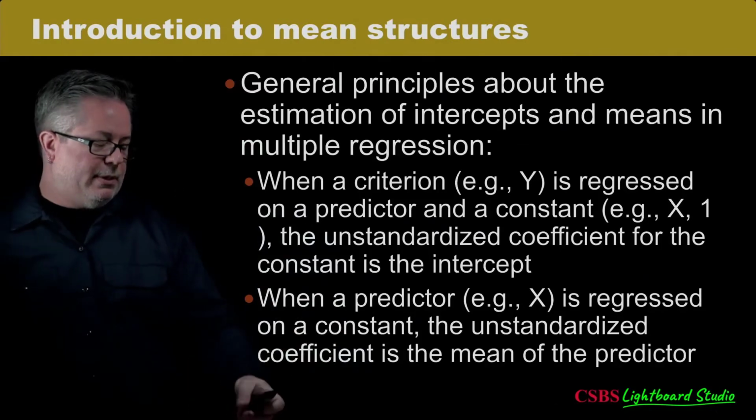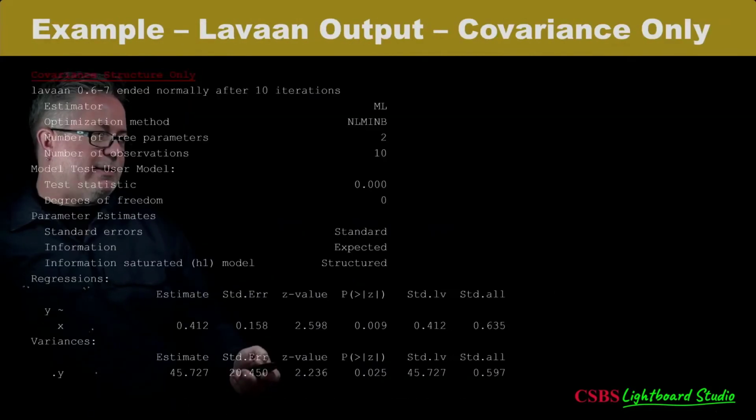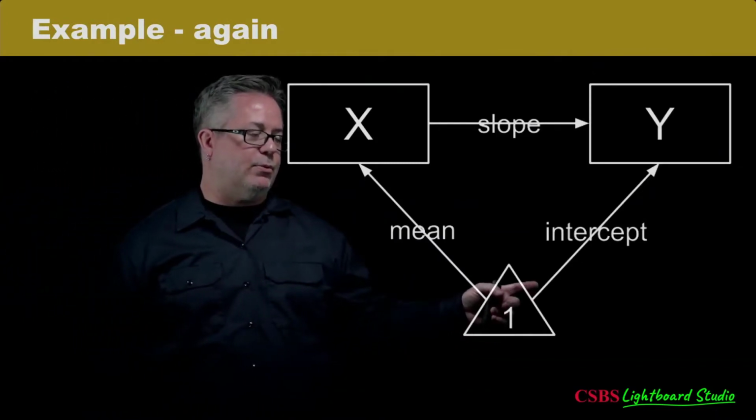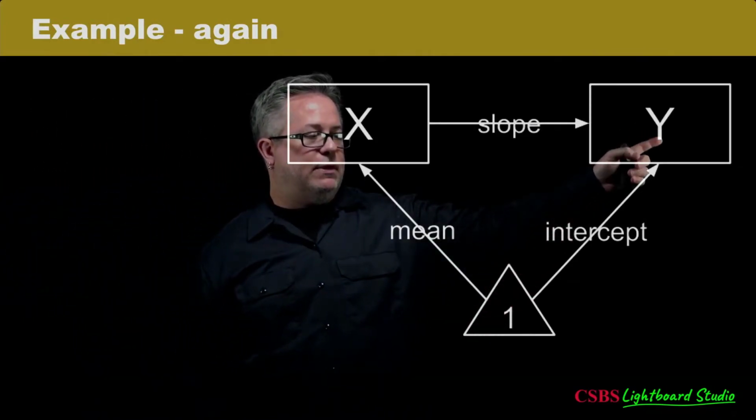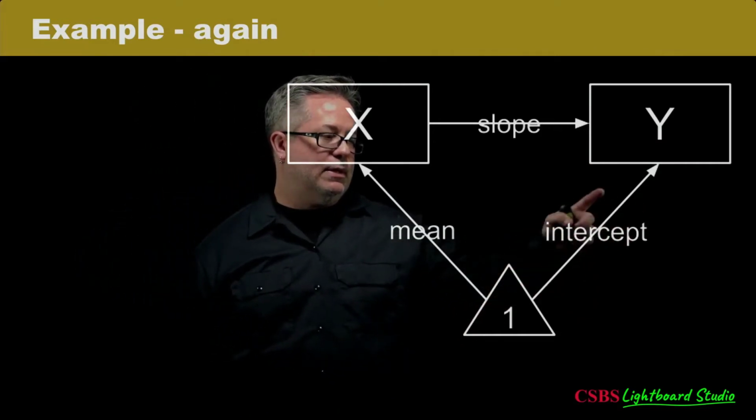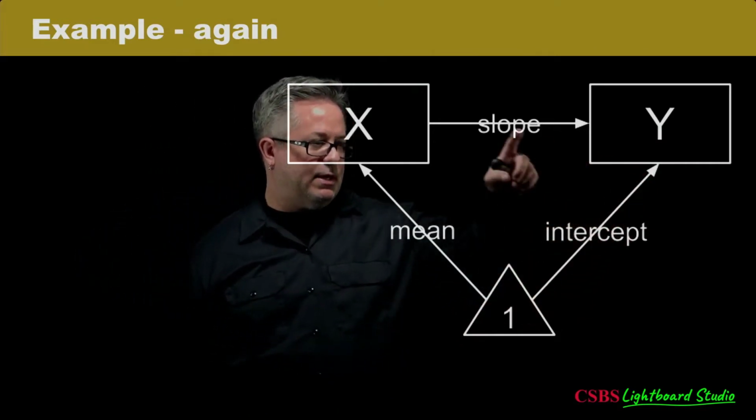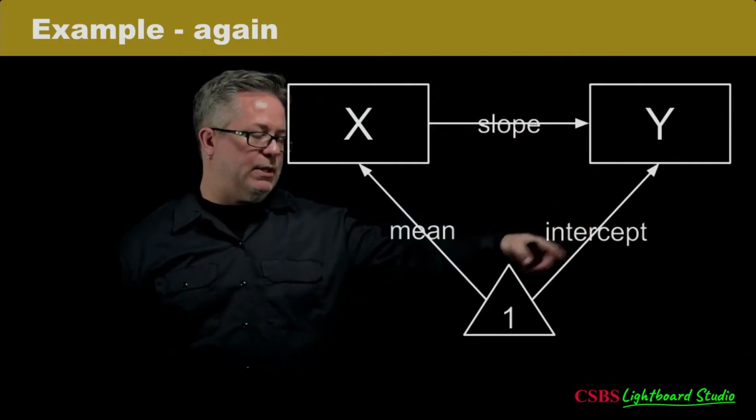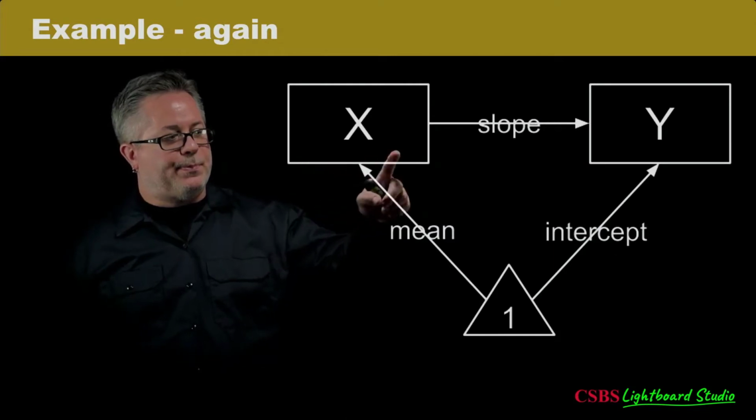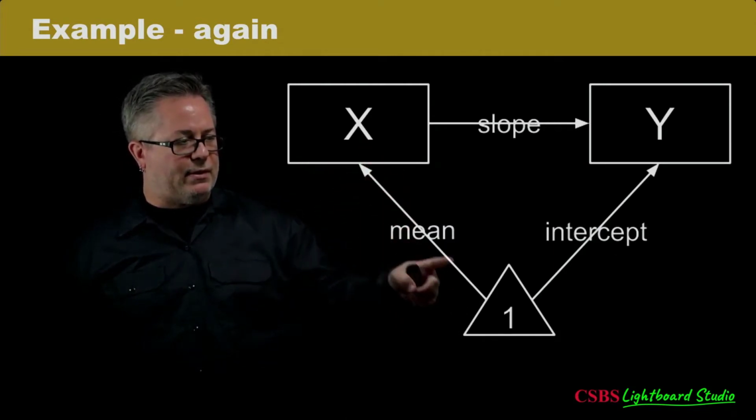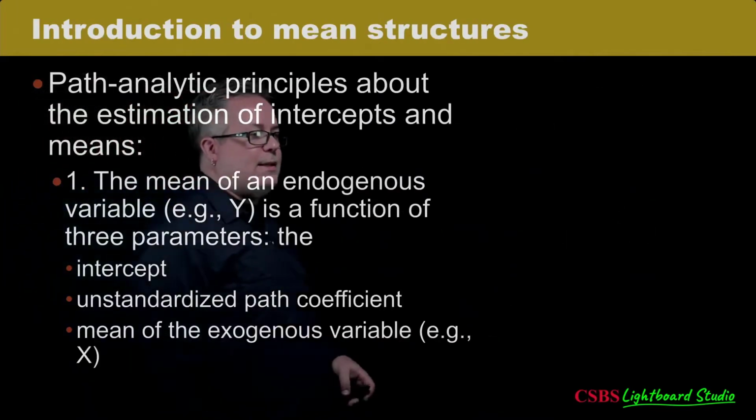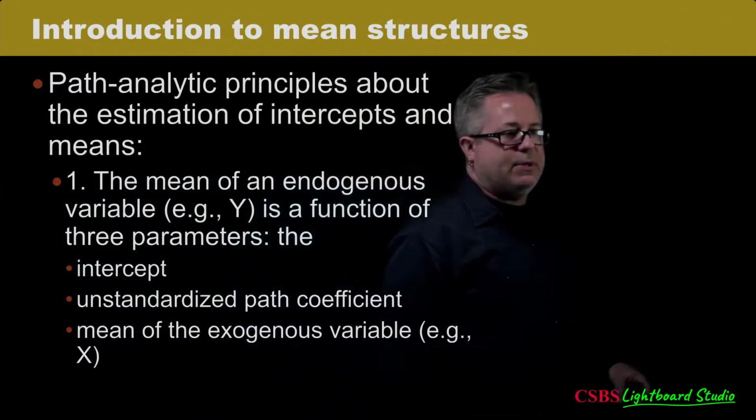That's what I wrote back here in this diagram. Because we're regressing our DV onto the ones, here we're getting the intercept, because this and this are both predicting y. However, because there's nothing predicting x, regressing x onto the constant is going to give us back the mean of x. So, path analytic principles about the estimation of intercepts and means.